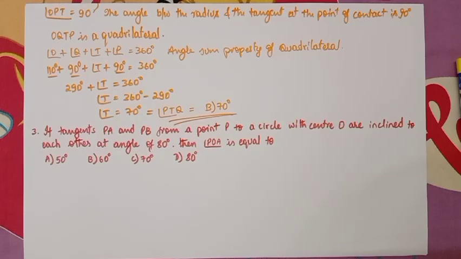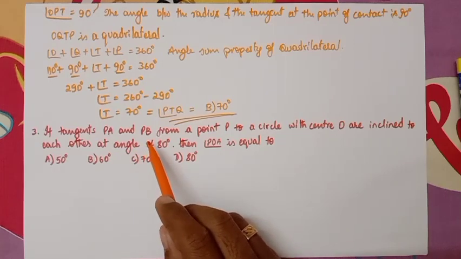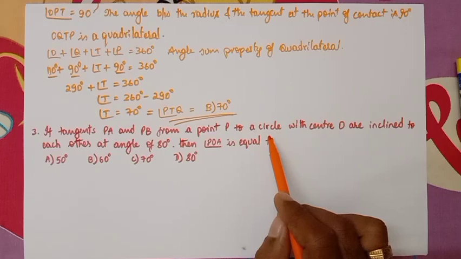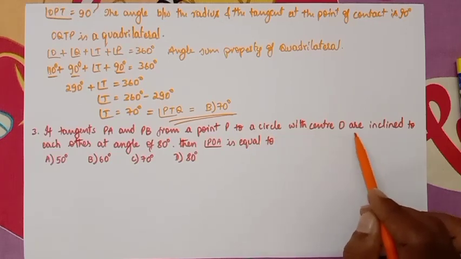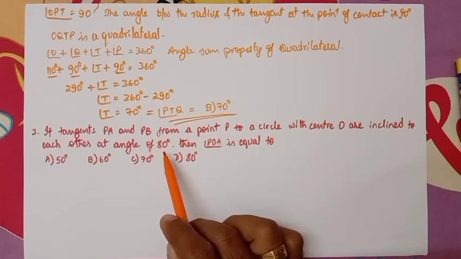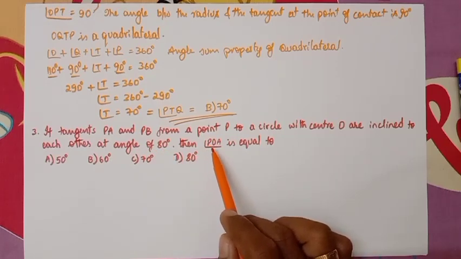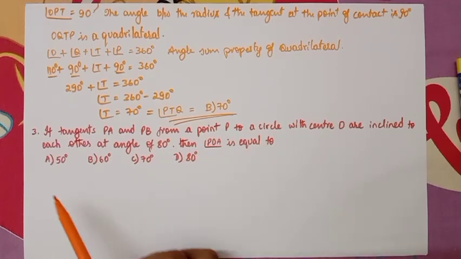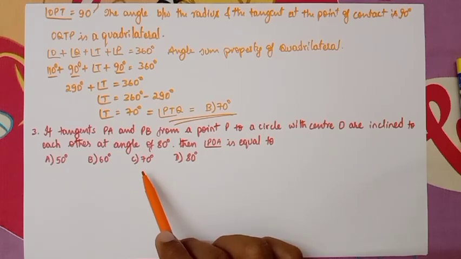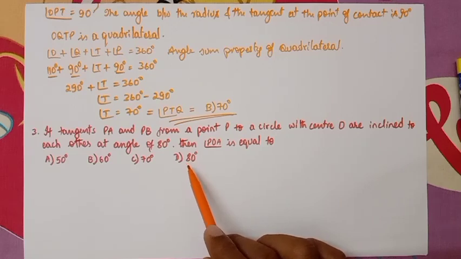Third problem. If tangents PA and PB from a point P to a circle with center O are inclined to each other at an angle of 80 degree, then angle POA is equal to: A, 50 degree; B, 60 degree; C, 70 degree; D, 80 degree.